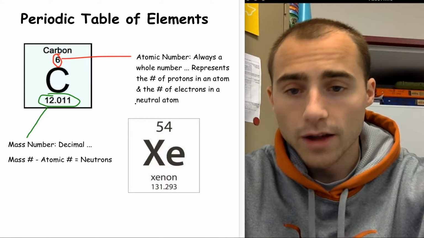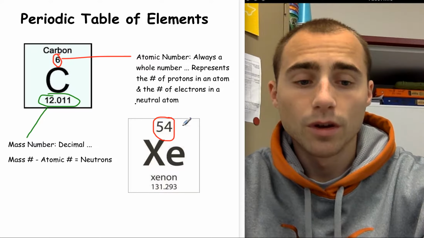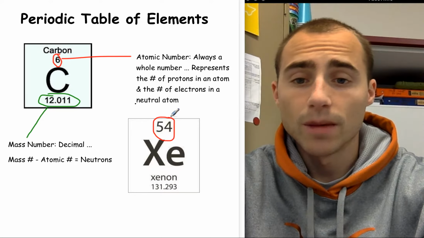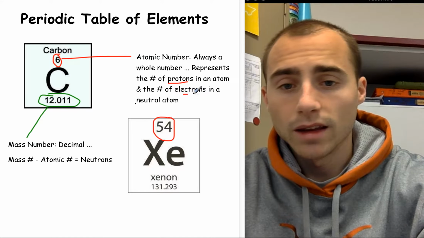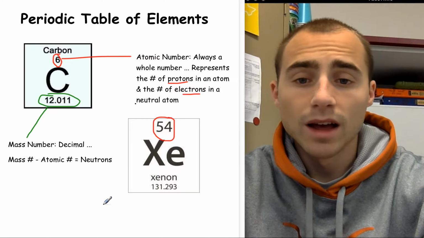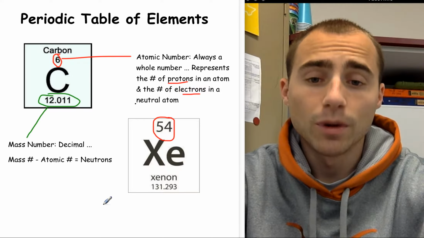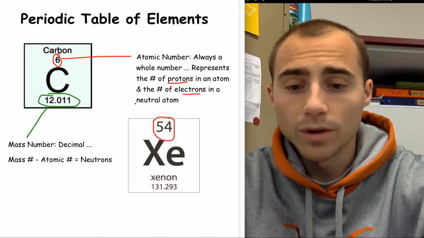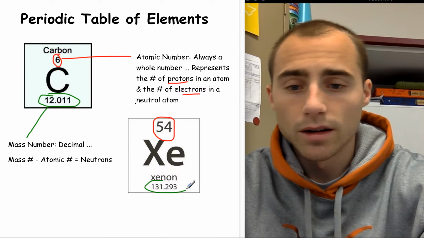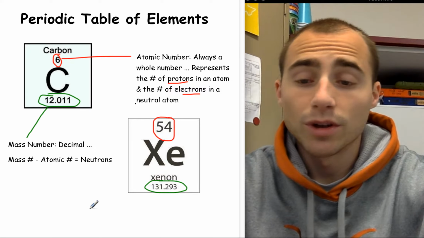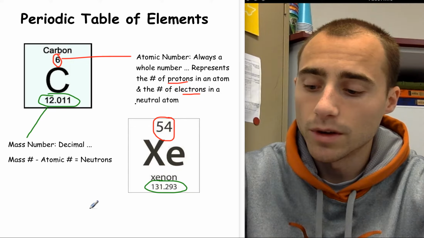Let's look right now. Let's identify first, this is our atomic number, circled in red right here. And again, that represents the number of protons and electrons. So that means xenon is going to have 54 protons and 54 electrons. Next, we want to identify our mass number. Our mass number is right here, 131.293. Now remember, it's a decimal, but you're going to want to round it. So we would round it down to 131.